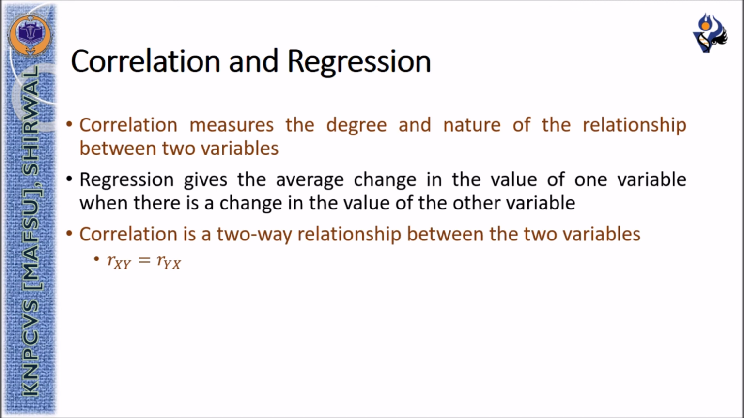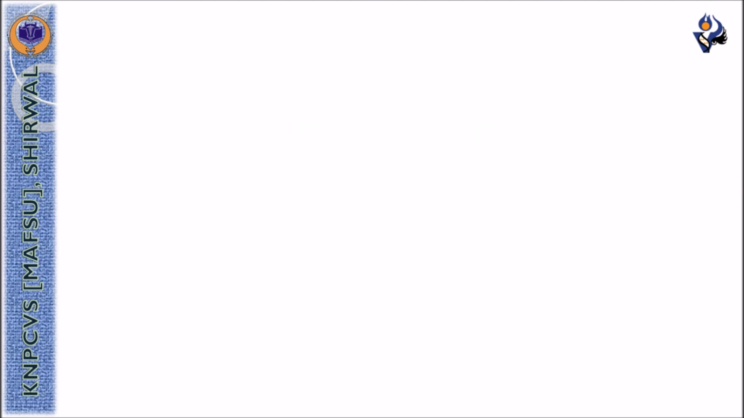Correlation is a two-way relationship between the two variables, that is rxy is equal to ryx, whereas regression is only a one-way relationship.